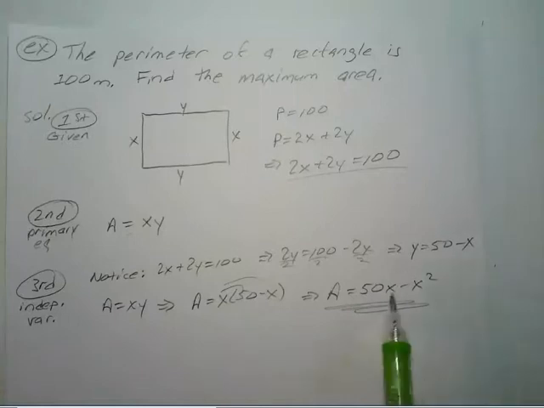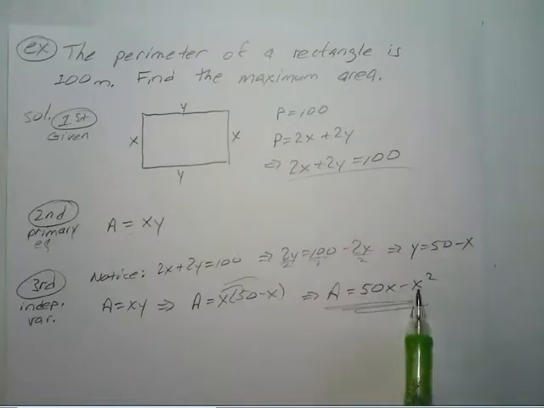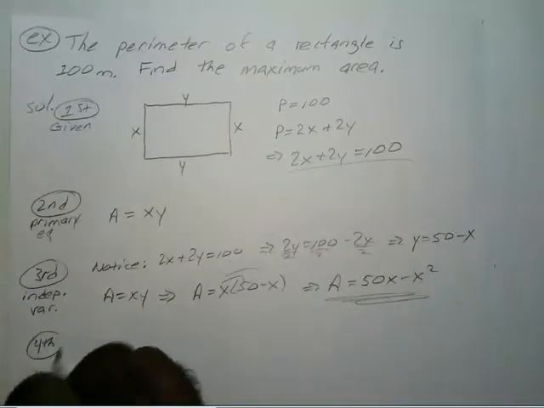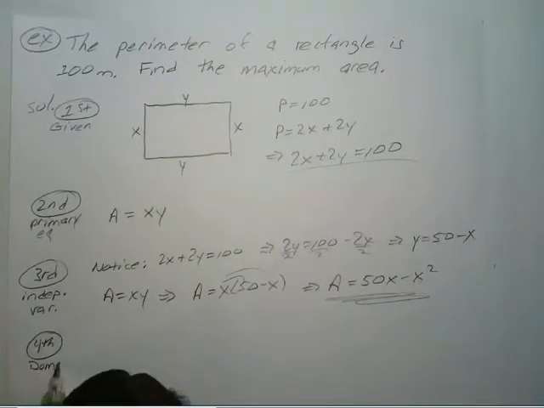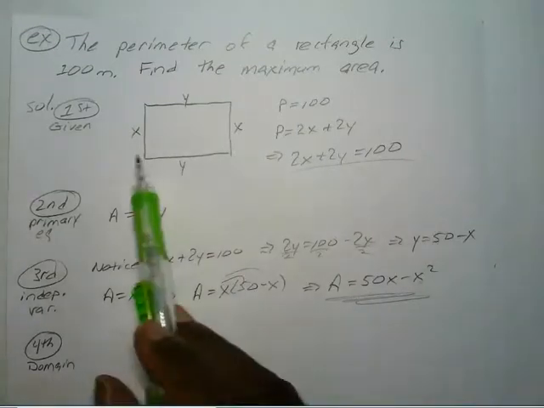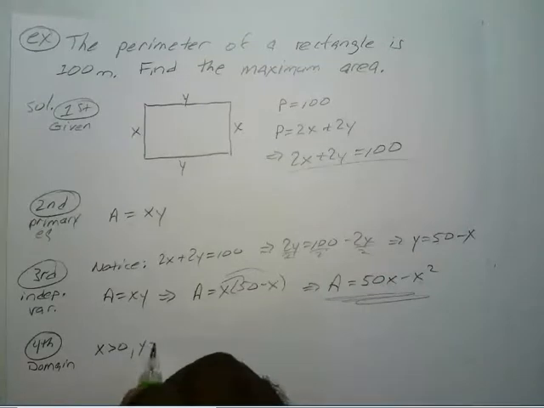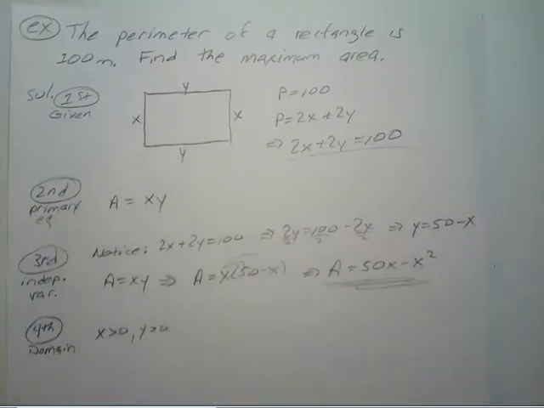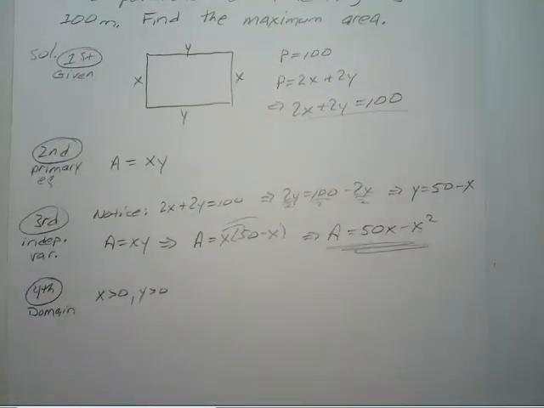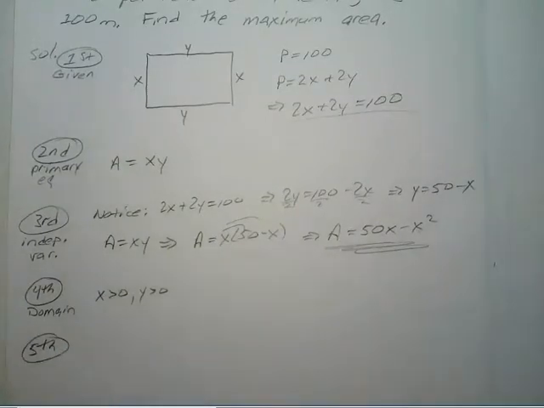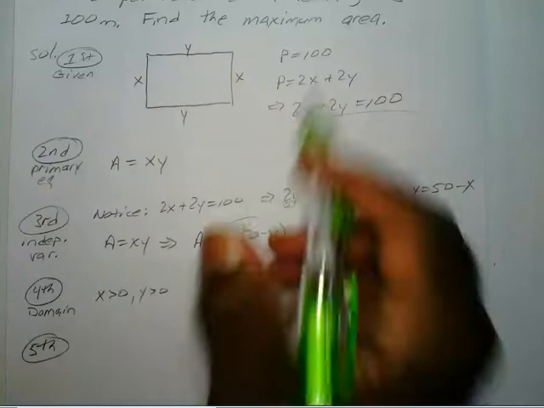So it's no longer a function of x and y, it's just a function with just an x variable, that one independent. So the fourth step, and again, if you wanted to, you could skip the fourth step, is just identifying your domain. We know x and y have to be positive. Your fifth step, you want to find your maximum area. That's what they're asking for.